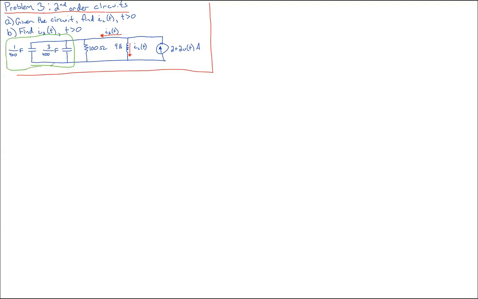Once you do that, you're left with just 2 energy storage devices, a single capacitor and a single inductor. You are switching it between 2 different DC values. From over here, for time less than 0, it looks like 2 amps. For time greater than 0, it looks like 4 amps. So therefore, you can use the second order switched DC approach.